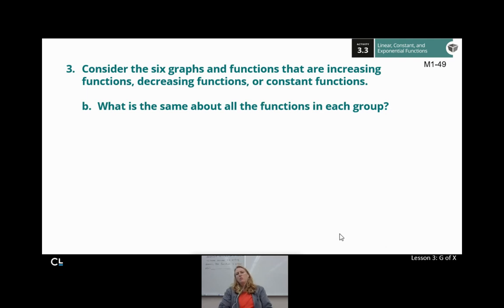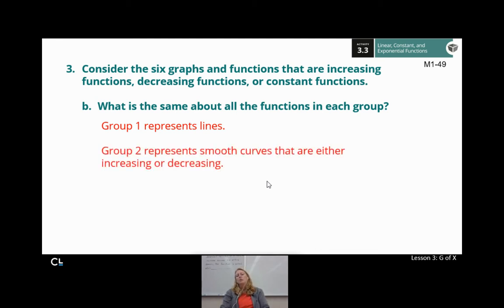Can you tell me what's the same about the functions in each group? What's the same about functions in group 1? What's the same about your functions in group 2? Hit pause, jot it down, hit play to keep going. So group 1 represented lines, right? Nothing but straight lines. I mean, there were some disconnections, some dotty stuff, but they were just lines. And group 2 represented smooth curves that were either increasing or decreasing.